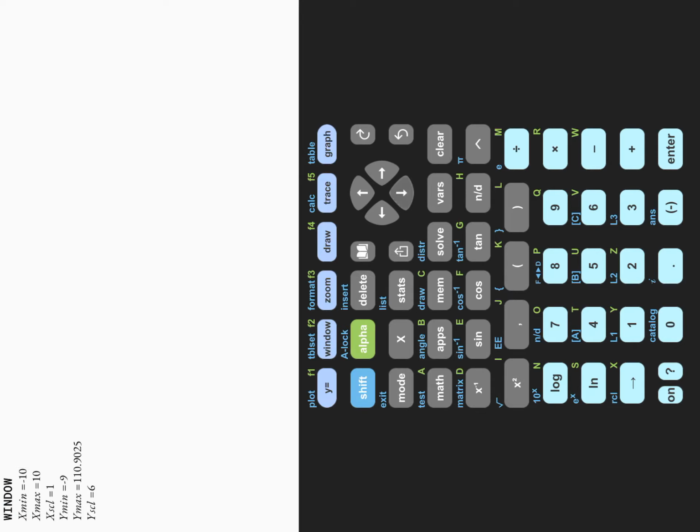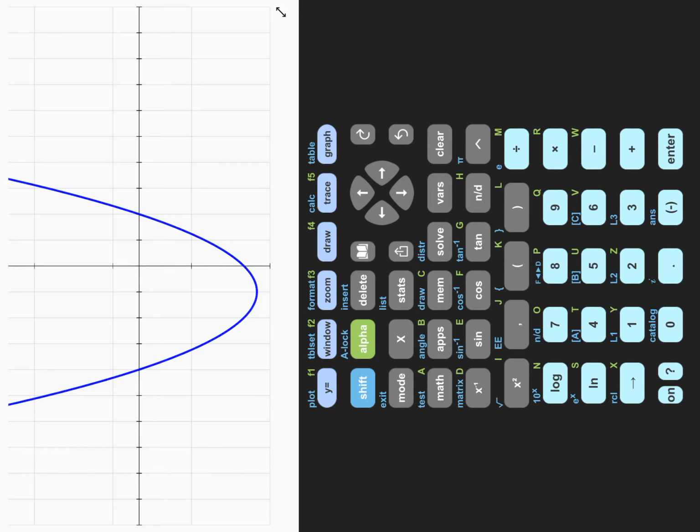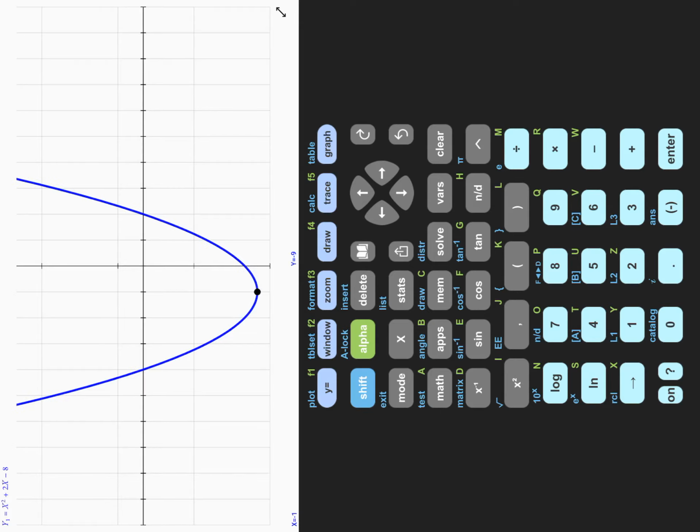I'm just changing the window. If you hit zoom 6, you should be fine. Okay, here we go. So actually you can see we figured out that the axis of symmetry was x equals negative 1, which it is, and you saw that the vertex was negative 1, negative 9. This one's not quite as easy to see as if you're using your real calculator, but the vertex is negative 1, negative 9. Oh, it even shows you right there on the window.